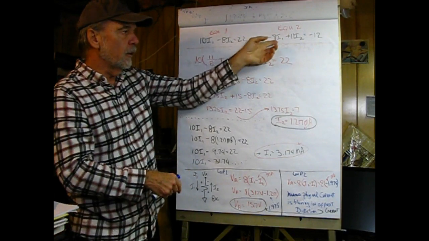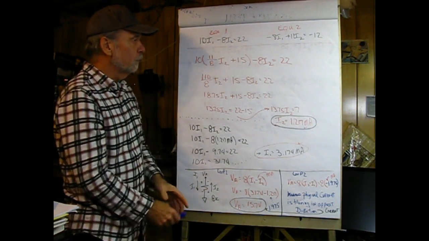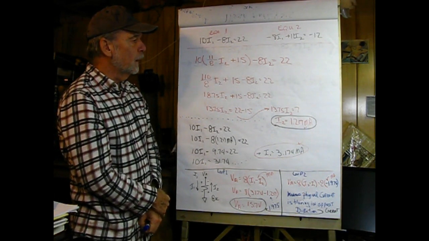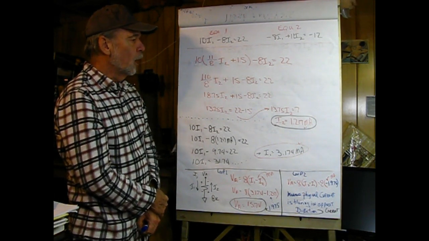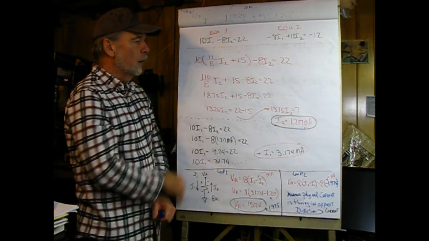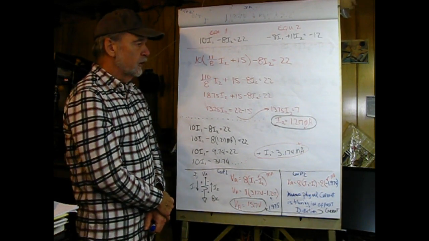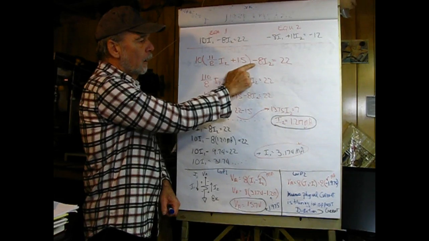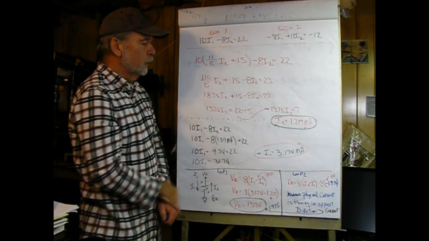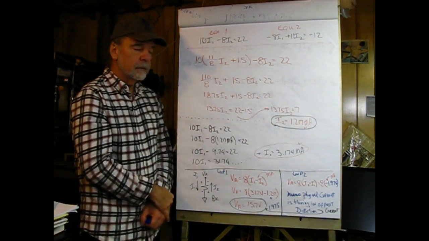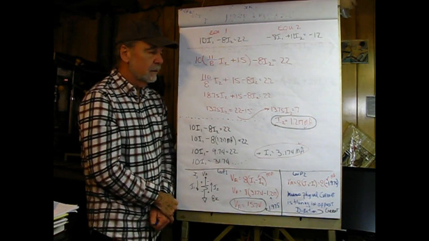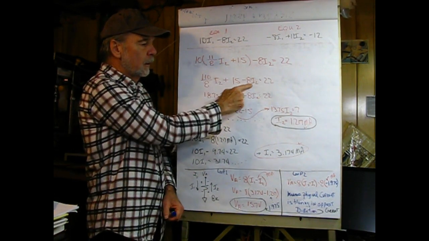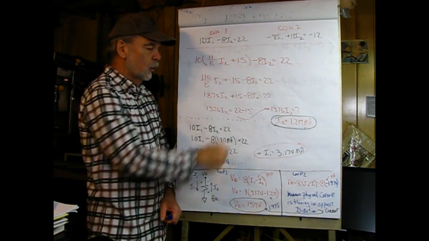So I've just written down our two starting equations for reference, and I've elected to put that into equation number 1. So here we have 10I1, and from our previous calculation, I1 is going to be equal to this, minus 8I2 equals 22. Distributing the 10 is 110 over 8 I2 plus 15, that's this, minus 8I2 equals 22.